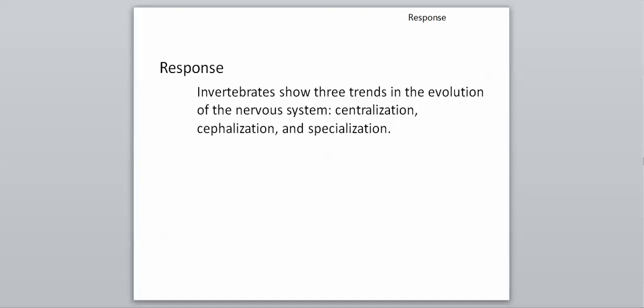And so what we're going to start with today is response, showing that invertebrates show three trends in the evolution of the nervous system. So obviously there's no nervous system, though you have to think about that with the sponges. Then after that we have what is known as centralization. Then we have what is called cephalization and specialization. So we're going to take a look at what all those three words mean in terms of having a nervous system.